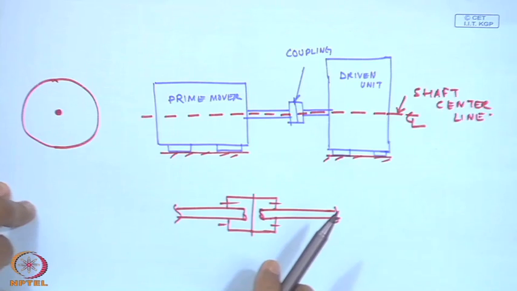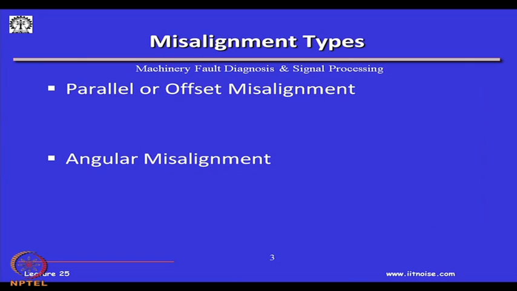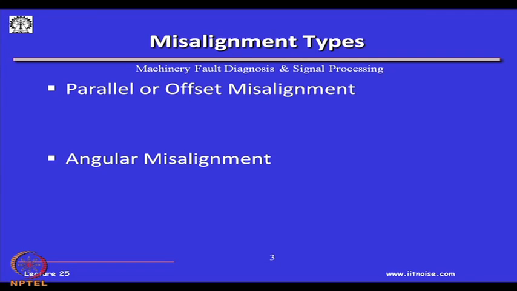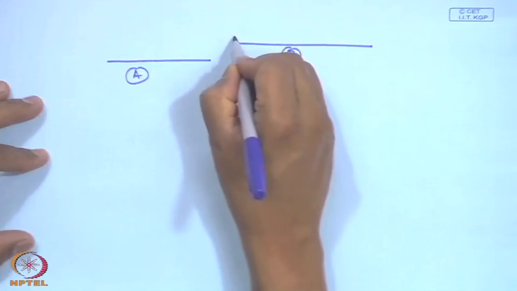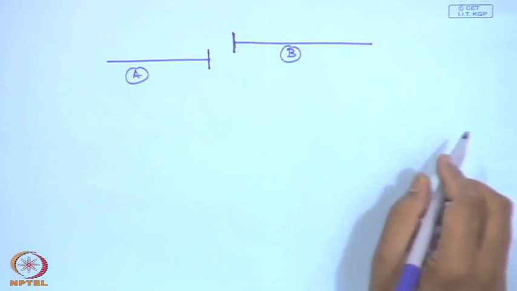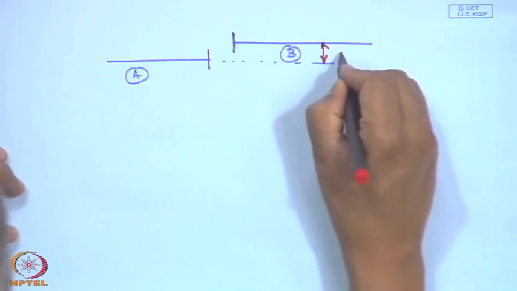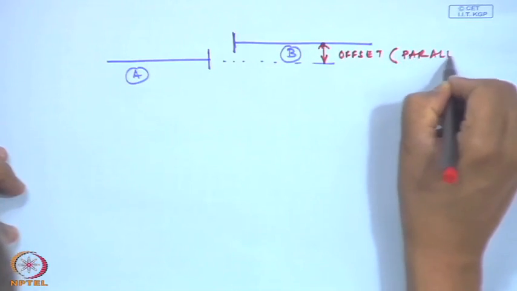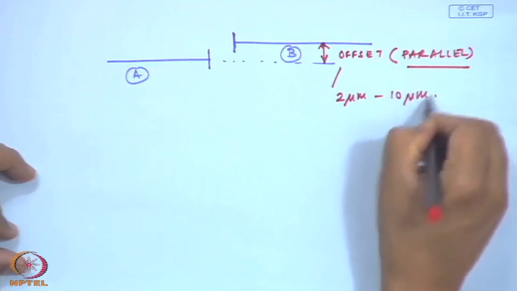I will come to a description of how we have discussed misalignment in the laboratory, but before that, there are two serious types of misalignment which can occur in shaft systems. Suppose I say this is shaft A and shaft B. By misalignment, I mean that shaft A and shaft B, and this is the face of the coupling. This is one scenario wherein this shaft is offset, the axes are offset, but they are parallel. This amount of offset could be about 2 to 10 microns or more, depending on the speed of the machine.